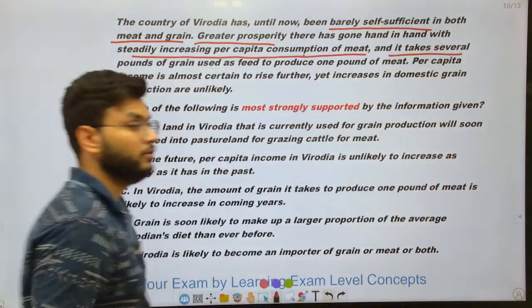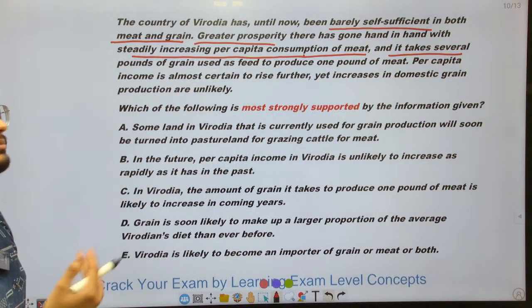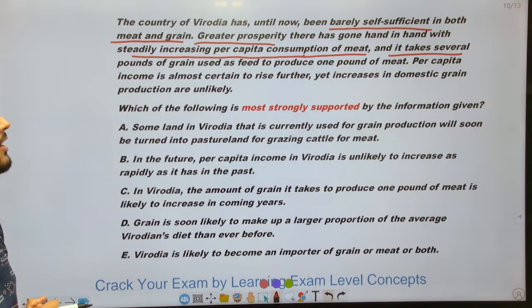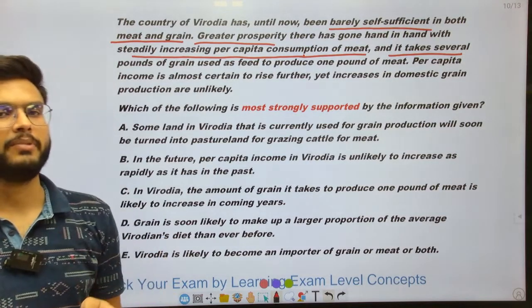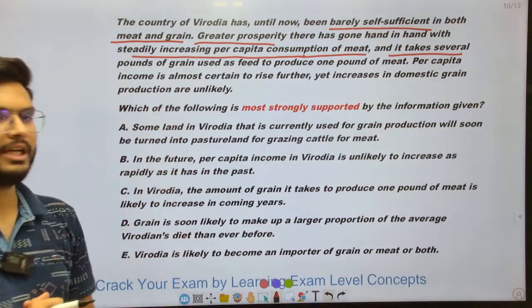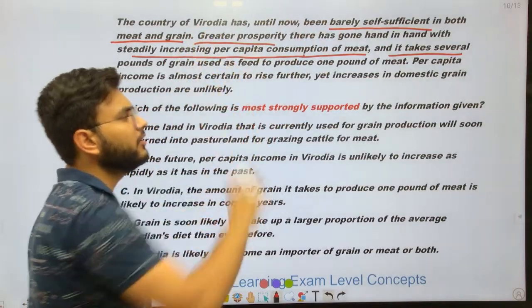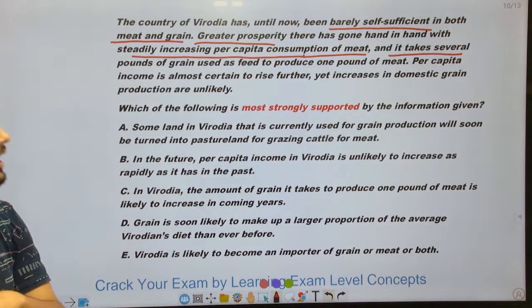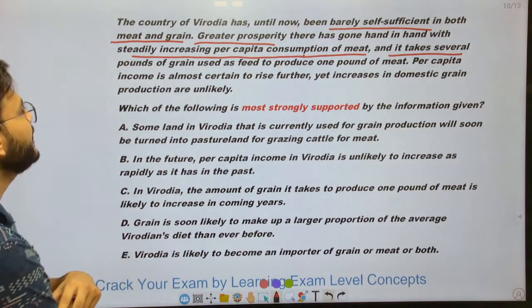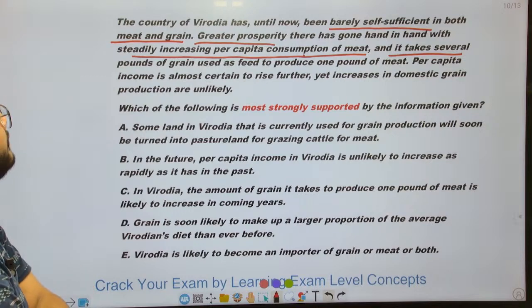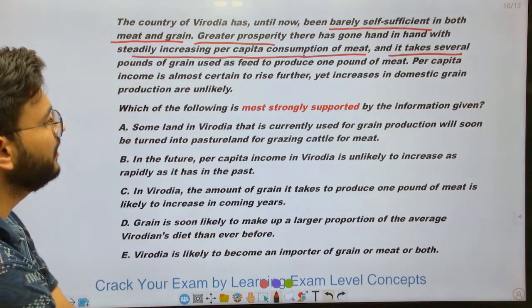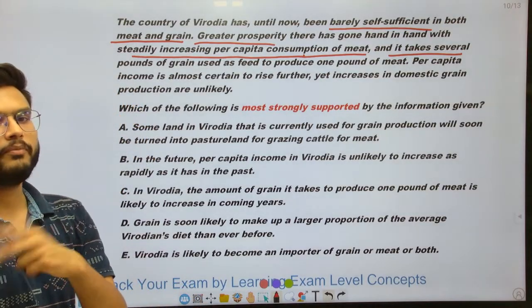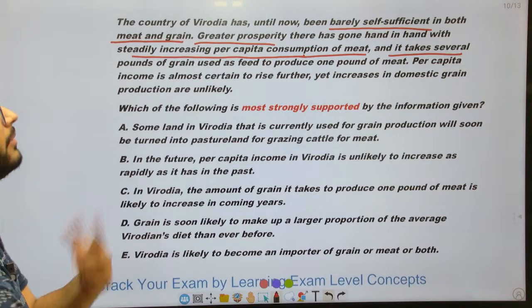Now you have an increase in consumption of meat. First of all, you are already barely self-sufficient in both meat and grain. Now, because of the prosperity, you have a different effect. As people became more prosperous, what happened? Their per capita consumption of meat also increased. And it takes several pounds of grain used as feed to produce 1 pound of meat. Now to produce 1 pound of meat, you have to feed several pounds of grain.